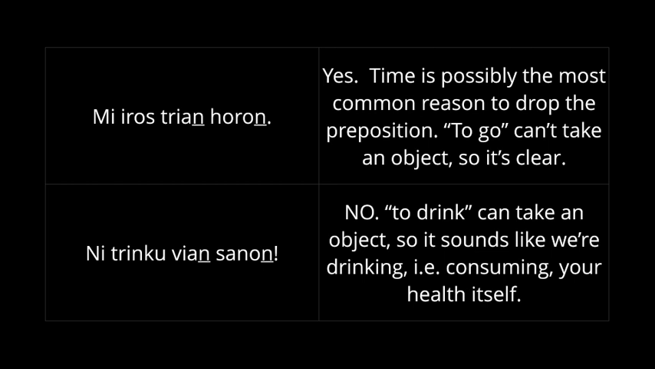Mi iros trian horon. This works fine. This is possibly one of the most popular uses for dropping the preposition and replacing it with the accusative, the time thing. To go cannot take an object. You don't go a thing, you just go, right? So trian horon can't possibly be the direct object of iri. So it must have some other relationship to it, and in this case, it's the time that it happens. So in this case, everything's good.